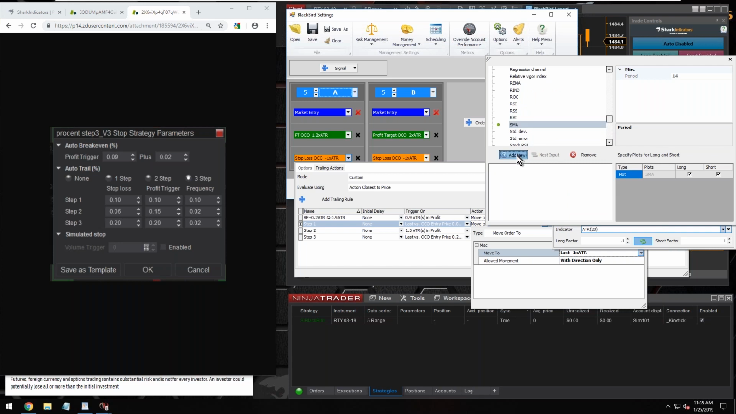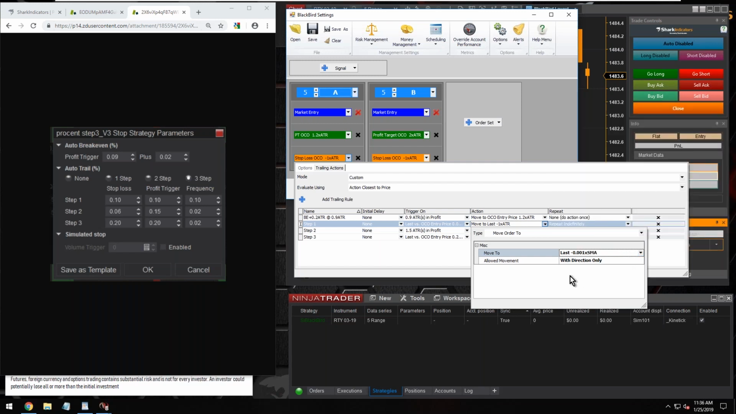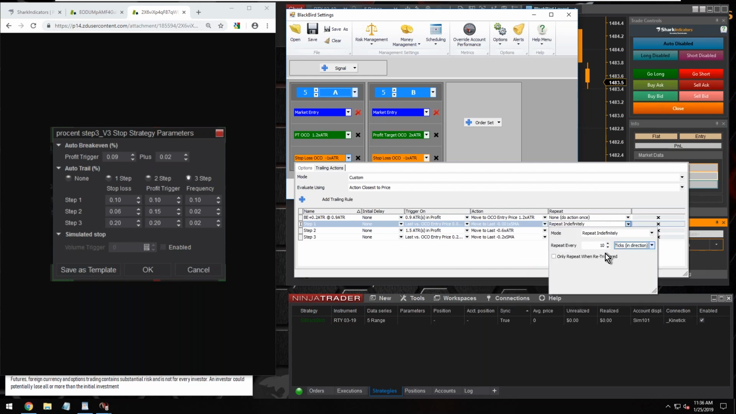Okay, there's our SMA. And set that to a 1 period. Okay, so yeah, our stop loss offset again for step 1 is 0.1%. So that's going to be 0.001 there. Okay, and the frequency, yeah, we'll just keep that the way it is.